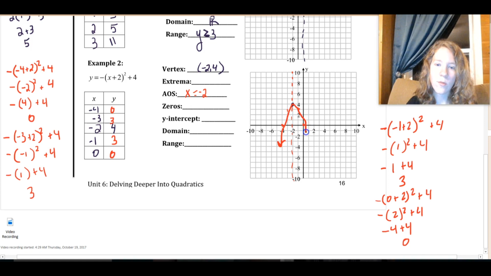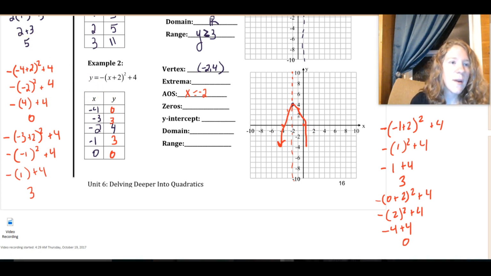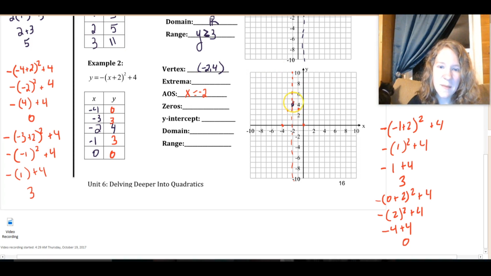Preferably yours will go through the points a little bit better than mine did. Oh my goodness. I'm going to blame the cat. The cat hit my hand. It wasn't just me. All right.